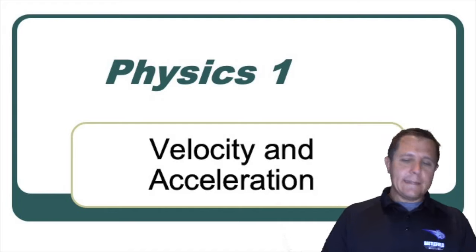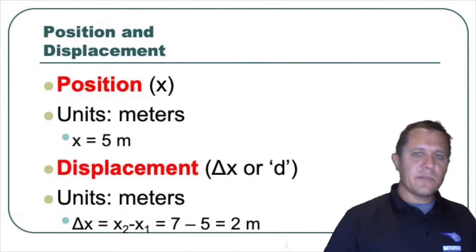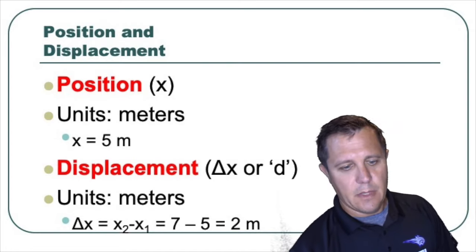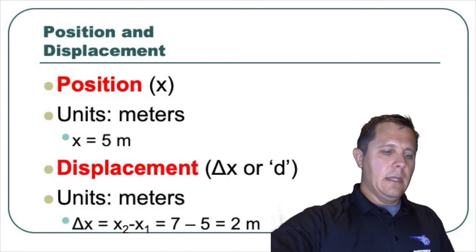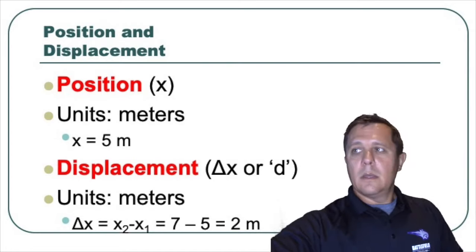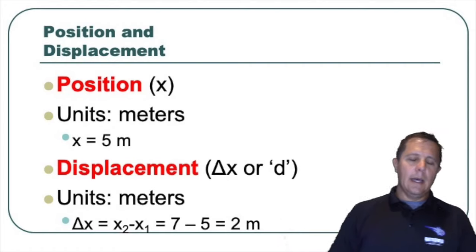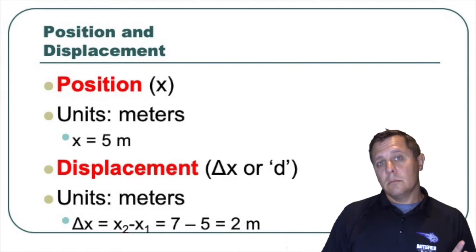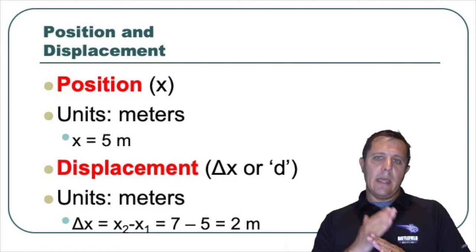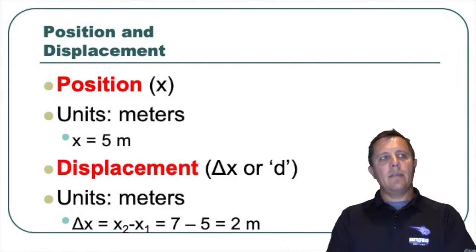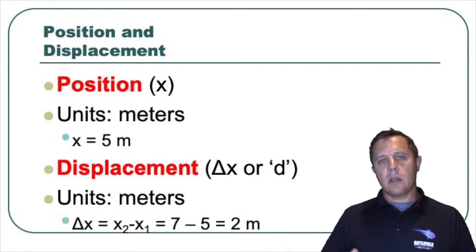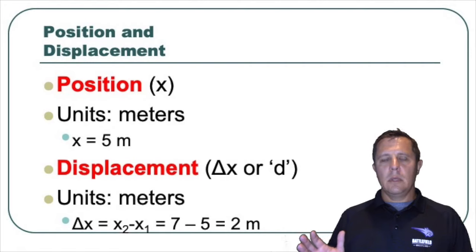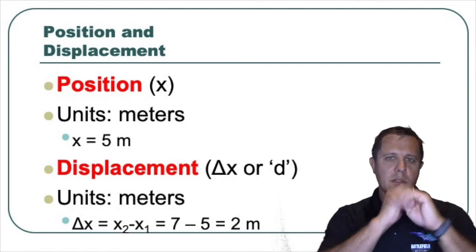So let's begin. Let's first talk about position and displacement. Position versus displacement. First let's talk about position. Position is where you are, okay? We're going to give it the letter X. And in physics class, any topic we talk about is going to be given a letter, a variable. So position is given the letter X. Think X marks a spot.